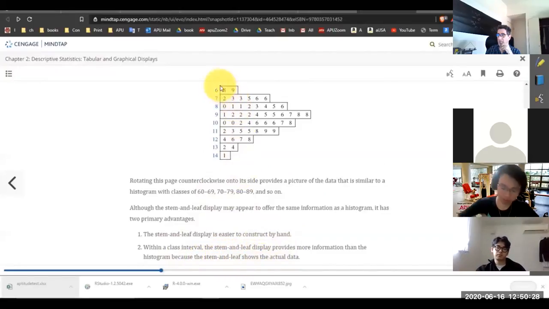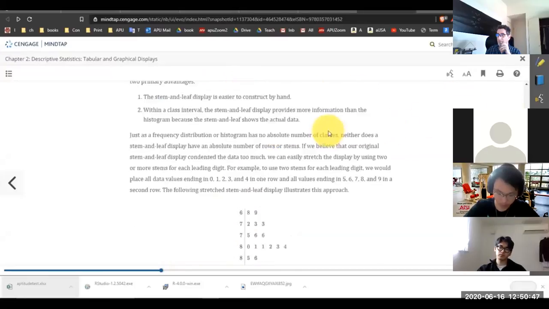So if we just had a histogram, we wouldn't see that this one was composed of 68 and 69. We just say that there was a bar of there was a certain amount of data between 60 and 70. But here we can see exactly what data is between 60 and 70.